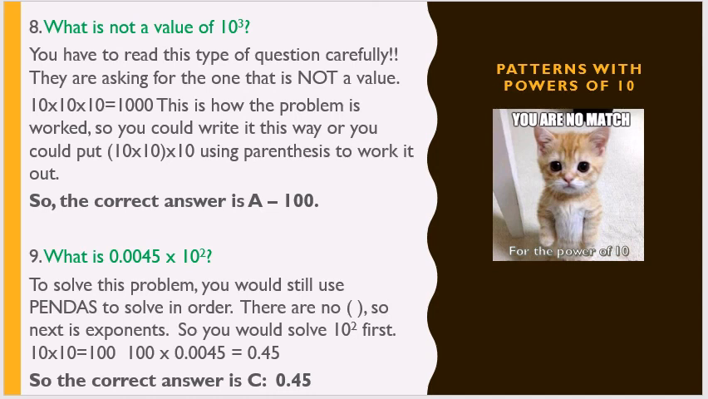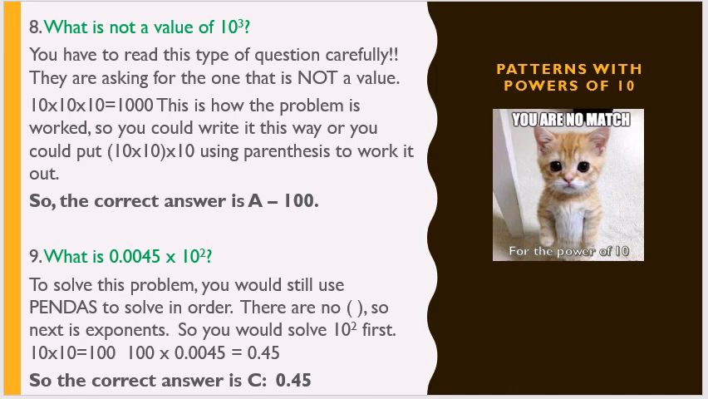So when you start looking at these, 10 times 10 times 10 equals 1,000. This is how the problem is worked out in 10 to the third power. So you could write it this way, or you could write 10 times 10 in parens times 10 and work it out. So the correct answer is A, 100 is not a value of 10 to the third power.